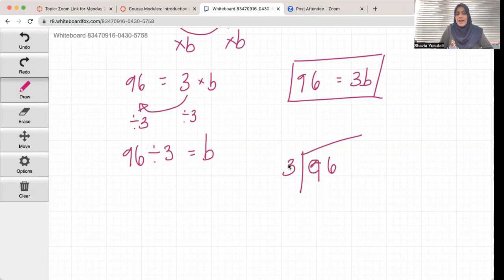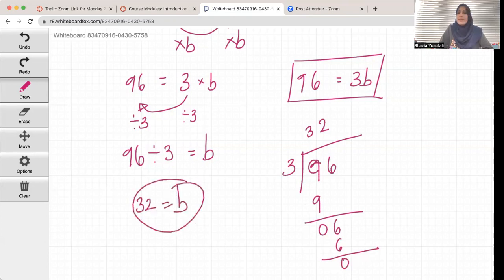We put the 3 outside, put the 96 inside. It's a better 9. How many times does 3 go into 9? We know it goes 3 times. It gives us a 9. We put a 0. How many times does 3 go into 6? It goes 2 times. So we bring our 6 down. That gives me a 0. So therefore, 32 equals B, right? Easy peasy. Again, if you were to check that, you will get a correct sign.